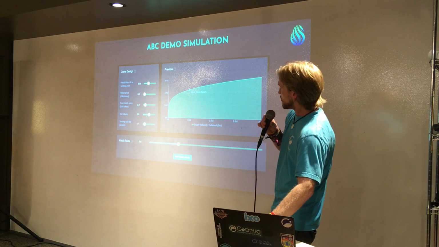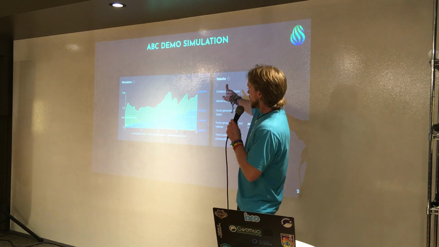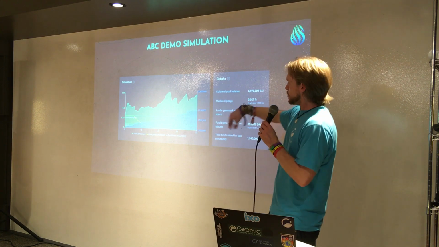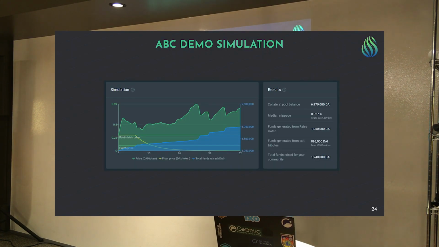And when we run this simulation, we can see the green line is the price of the token. And of course this isn't a predictive model. When you run this every time, it's a little bit different. And the blue line here, more importantly, is the amount of funds that is cumulatively going into the funding pool of this community. So this community, for example, raised almost 2 million DAI over a 52-week period.